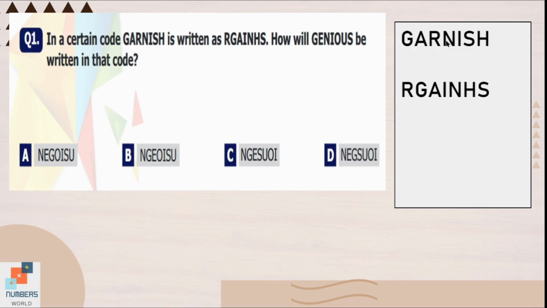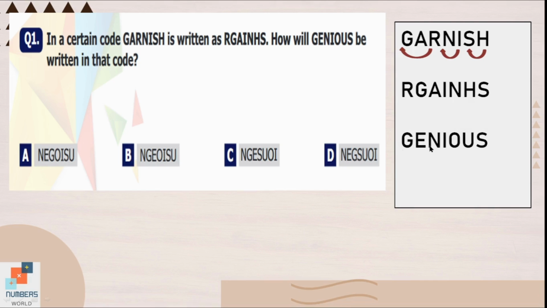So here we can see the word garnish. R is written at the third place. After taking 2 jumps to the left side, it is written at the first place now. And I is at the fifth place. After taking 1 jump to the left, it is at fourth place now. Similarly, after taking 1 jump to the left side, H is written at the sixth place. So we are going to follow the same pattern to write the new code for word genius.